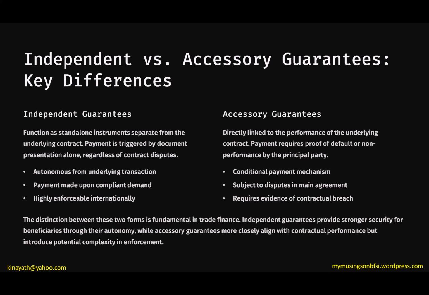What are independent guarantees and what are accessory guarantees? Independent guarantees are standalone instruments that operate independently of the underlying contract. The underlying contract is between the buyer and seller, the applicant and beneficiary. The payment under an independent guarantee is triggered upon presentation of a compliant document, that is a demand or a claim, regardless of dispute over performance or non-performance of the underlying contract. So, the issues that you have on the underlying contract are independent of the right or duty on a claim under a guarantee. That is independent guarantee.